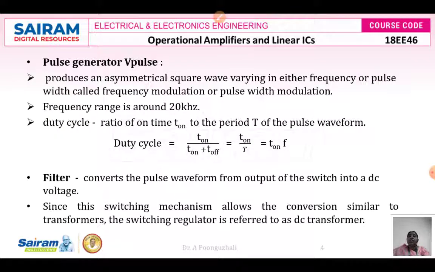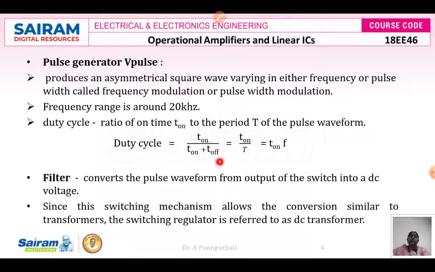And next is the pulse generator, which is nothing but V pulse. The pulse generator provides an asymmetrical square wave. The asymmetrical square wave can be obtained by varying either the frequency of the waveform or the pulse width, which is called frequency modulation or pulse width modulation.